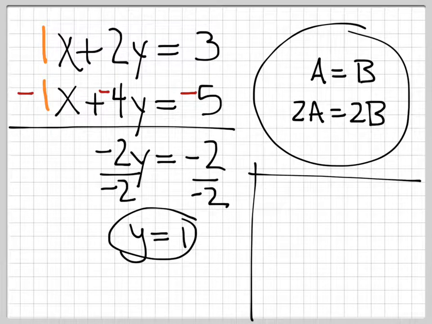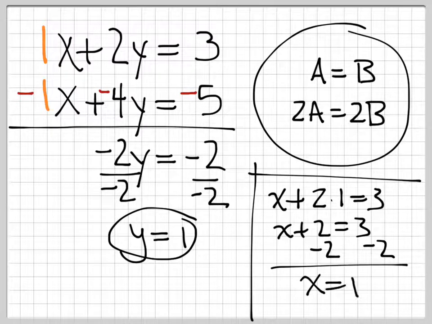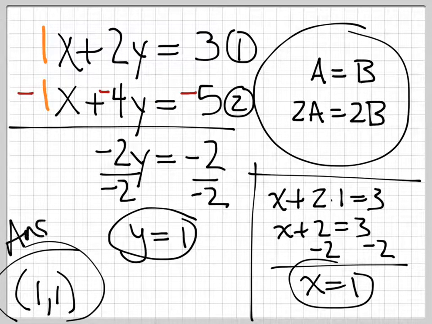Once we plug this into one of our original equations, for example, x plus 2 times 1 equals 3, gives me that x plus 2 is 3, which gives me that x is also 1. 1 comma 1 is going to be my solution, and you can check that here in equation 2, we have 1 plus 4 times 1 does equal 5, and it works in both. So this is my answer. So this is the case where they didn't have opposite signs.